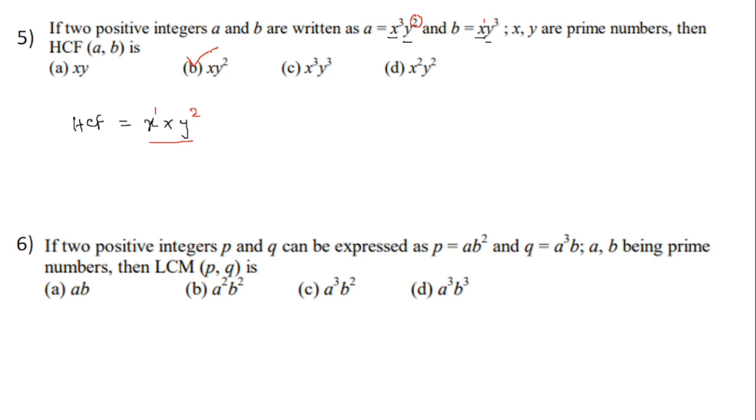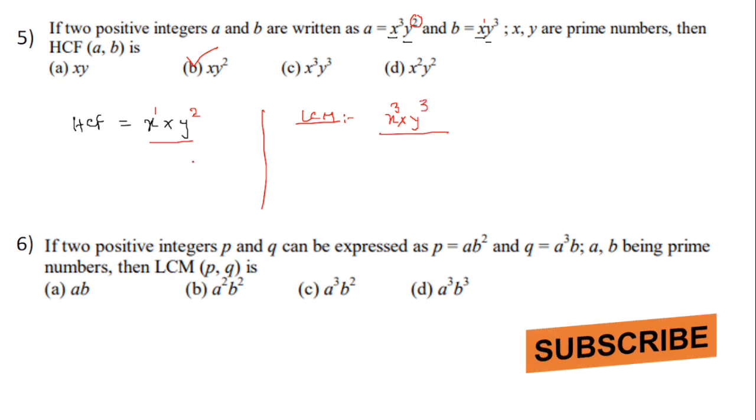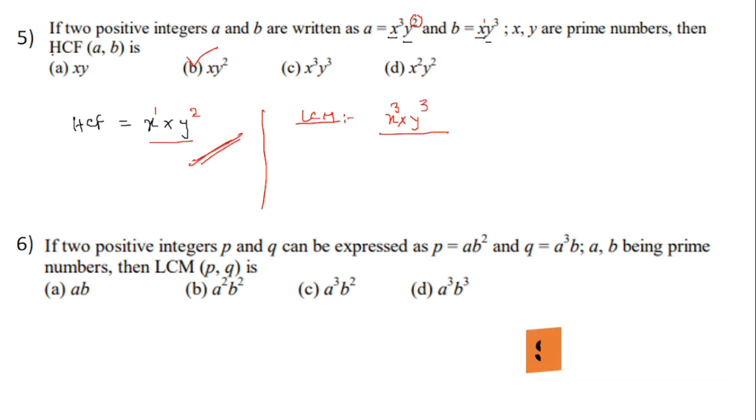x into y square. If you want to find the LCM of this, how can you find it? LCM means whatever multiples x, y are there, we will take all of them, and we will take the maximum power. Here the maximum power of x is 3 and of y is 3. This is the LCM and this is the HCF. This is our required answer. They asked for HCF.